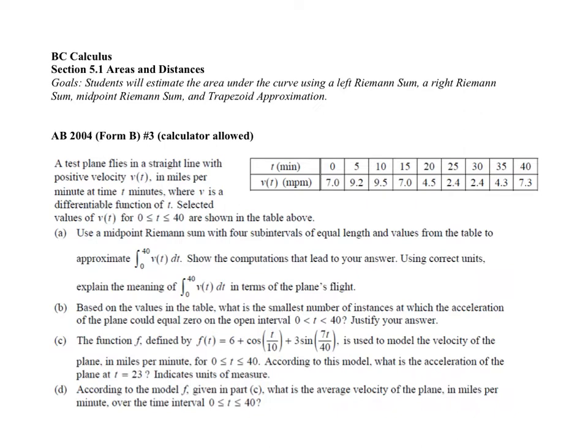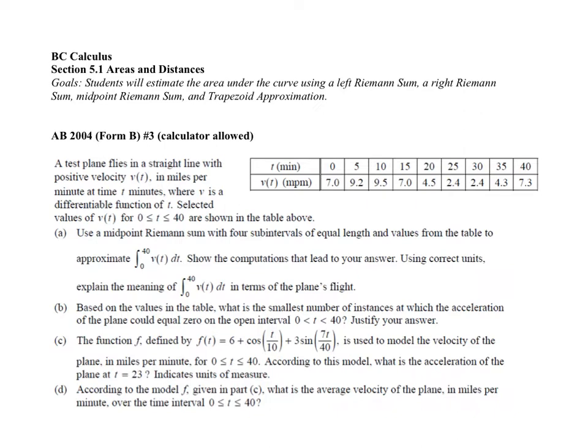So we have this test plane that flies in a straight line with a positive velocity. They give us the units there, and it says that select values of velocity from time 0 to 40 are in the table. So for part A, we're going to use a midpoint Riemann sum with 4 subintervals of equal length and the values from the table to approximate this definite integral.